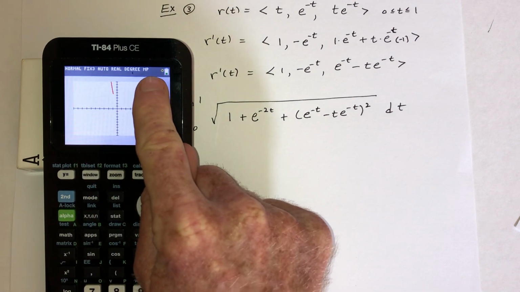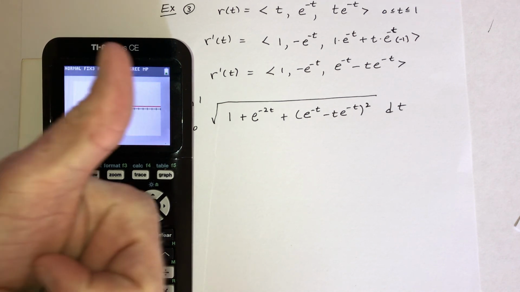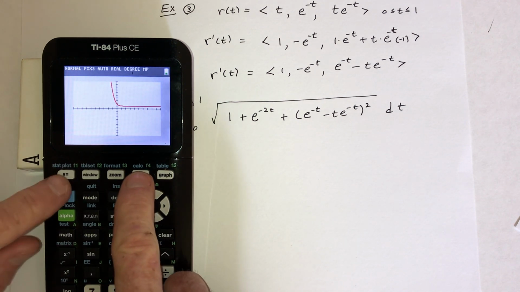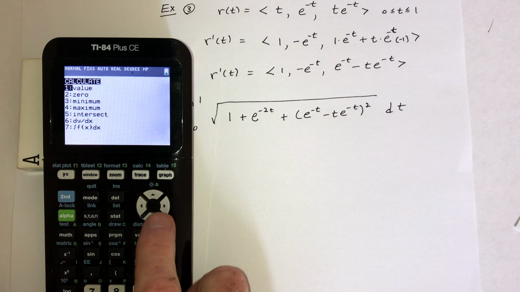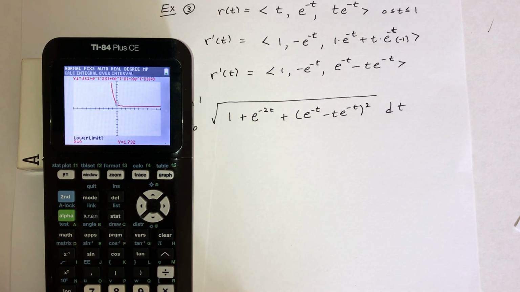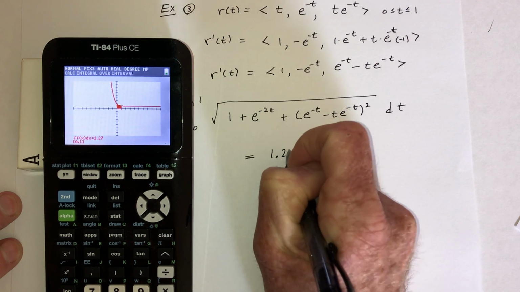So you see that little circle there? That means it's still thinking about it. Good job, calculator. You're doing it. Okay, then go right here to second calculate and use number 7 to integrate. And we're integrating from 0 to 1. So from 0 to 1. And then it even fills in the area, and our integral turns out to be 1.27.